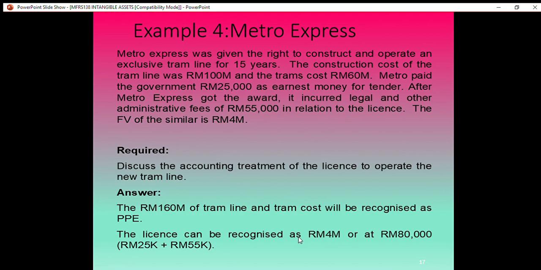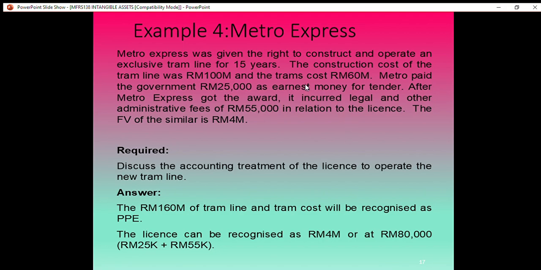at an initial cost of RM80,000, which is RM25,000 plus 55,000. These are the costs directly incurred to acquire the license. 25,000 is the amount paid to the government as earnest money, and 55,000 is the legal and other administrative fees. What is the earnest money here?